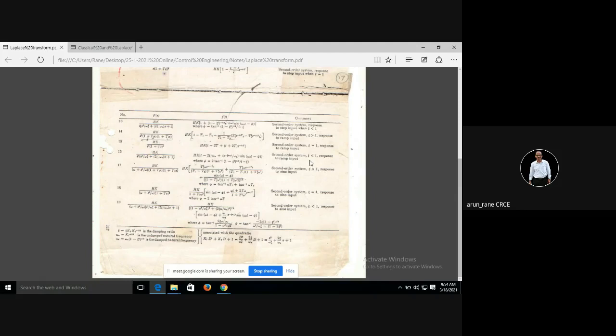Zeta is nothing but the damping coefficient. Zeta is less than 1. So, second order system, zeta is less than 1. So, response to the ramp input. For that, in time domain you have a function like this, and in Laplace domain you have this function. This is a ready-made table wherein you can convert from Laplace to time and from time to Laplace.